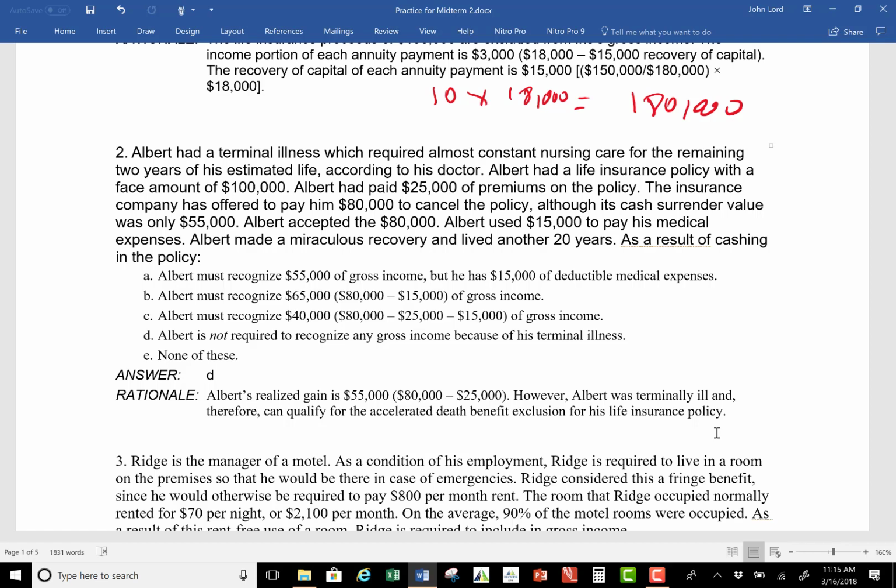took the 80,000, figuring, well, at least I'm going to have some cash in these last couple of years to help with medical bills, to take a vacation, to go visit my friends before I die. Whatever he decides to do with that 80,000, he can do, right? Now he went ahead and paid some medical expenses, which doesn't matter, and then he had a miraculous recovery and lived another 20 years. Well, good for Albert, right? And so you start thinking, well, geez, then he has to pay the tax on that. No. None of this is included in his gross income.